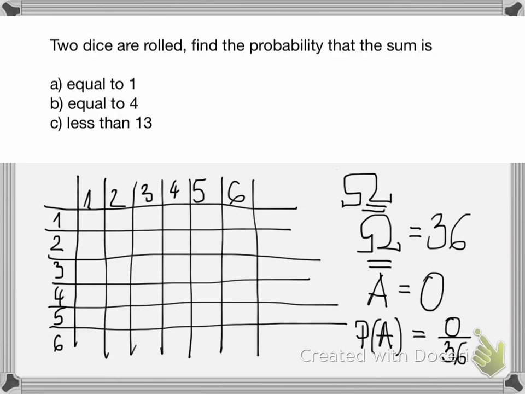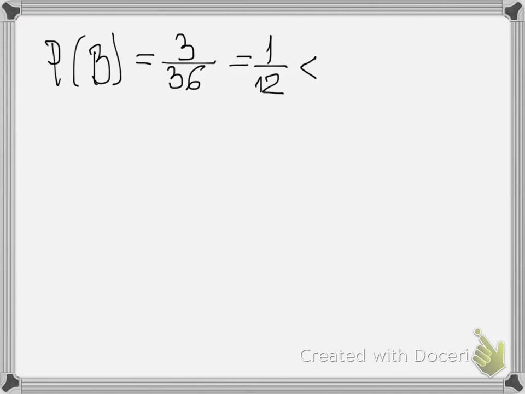Now let's see how about event B. Event B is that the sum is equal to 4. So the sum equal to 4 is like 2 and 2, 3 and 1, and 1 and 3. So there are only 3 events which fulfill this requirement. So that means that the probability of event B is 3 divided by 36, which is 1/12. So it is less than 10%. So the likelihood that the sum of dots on two dice when they are rolled is equal to 4 is less than 10%.